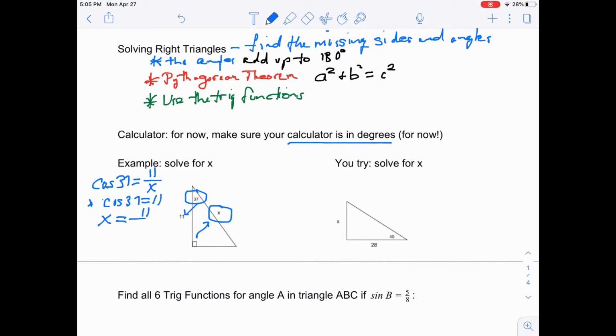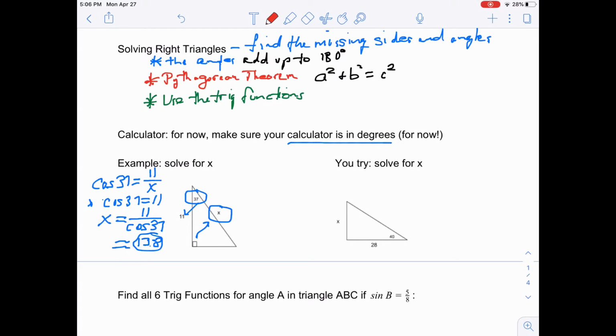So 11 divided by cosine of 37, when we do that, we get approximately 13.8. So that's our answer for that problem. Let's have you try this next one. So if you could pause the video, try to find x in this problem, and then we'll come back and do it together.